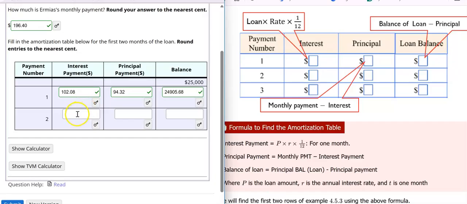For the second payment, you do exactly the same thing as before, but you put the balance as the loan. In the second row, the loan is $24,905.68, and you keep doing it until you finish all the boxes. I think this helps you. Thank you for watching. Bye.